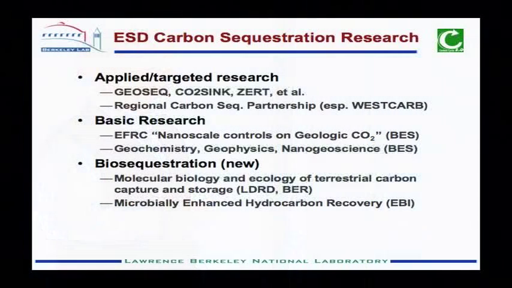Quickly, I'll outline some of the things we're doing in the Earth Sciences Division. We've got a program that I would characterize as applied, targeted research. The funding for this comes mostly from DOE's fossil energy program, along with EPA and a couple of other places. We also have basic research. Most recently, we've gotten this Energy Frontier Research Center funded, which involves more than our division, also the Computational Research Division and MSD. And we have basic support from the Office of Basic Energy Sciences, Geosciences program.